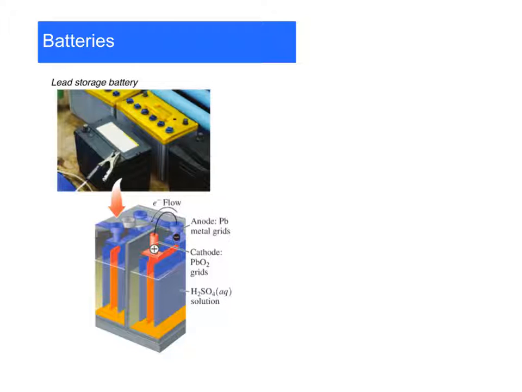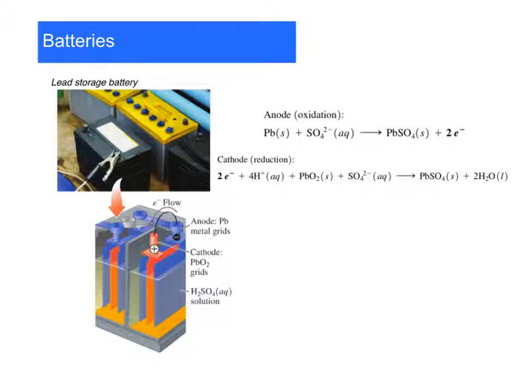So the two half reactions are a little bit different because only one of them involves the metal. So the oxidation reaction here is lead solid plus the sulfate ion going to lead sulfate plus 2 electrons. Okay, and you can see here hopefully that the lead is going from a 0 oxidation state to a plus 2. So it is oxidized. And then the cathode reaction is 2 electrons with 4 H+ and lead oxide, which has a plus 4 charge, plus SO4 2-, going to lead sulfate and water. Okay, so then this would be our overall cell reaction.